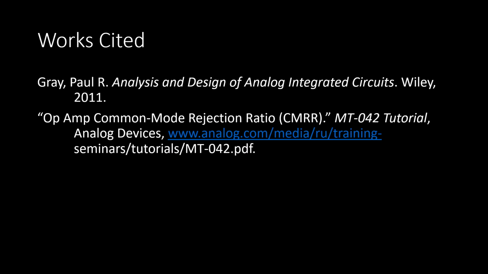Here are the sources that were used in creation of this project. Here is the textbook that was referenced earlier, specifically section 6.8 was used, and a lot of chapter 6. And here is the source that was used to find the common mode rejection ratio and the biasing circuit for that.